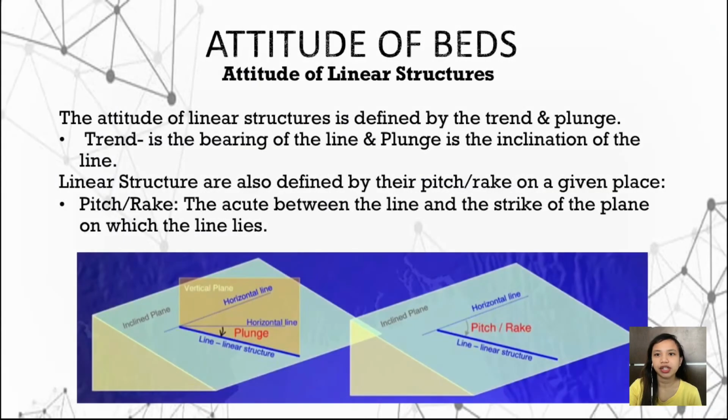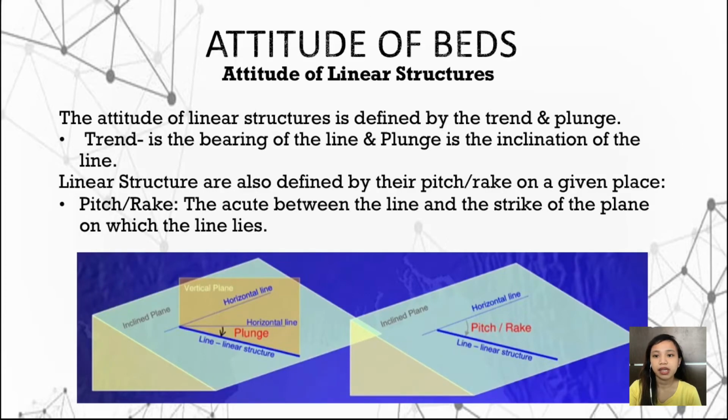Attitude of linear structures. The attitude of linear structures is defined by the trend and plunge. Trend is the bearing of the line and plunge is the inclination. Trend is the direction of the line formed by the intersection of the planar feature with the ground surface. Trend is the same as strike only if the ground surface is parallel to the horizontal plane.